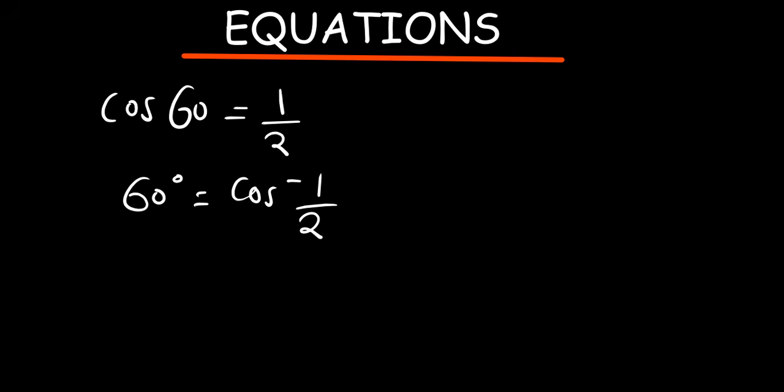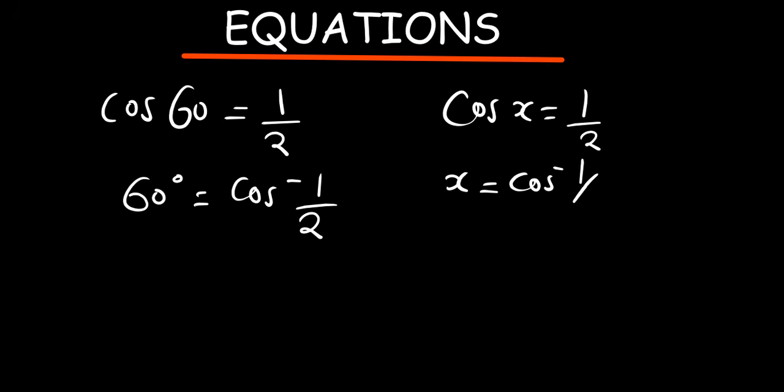So what do we mean? They give you an equation, cos x is equal to 1 over 2. How are you going to find your x? You're going to say x will be equal to the cos inverse of 1 over 2. And 1 over 2, we know that is just the same as 60 degrees. So therefore x will be equal to 60 degrees. So that is very, very important for you to know.